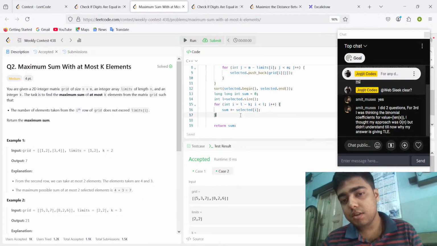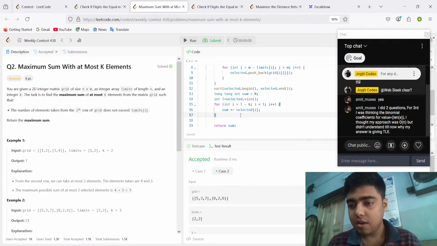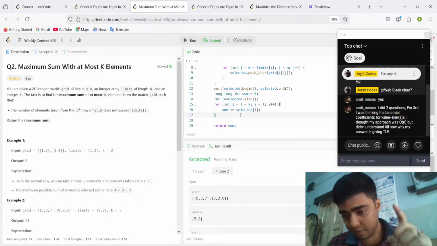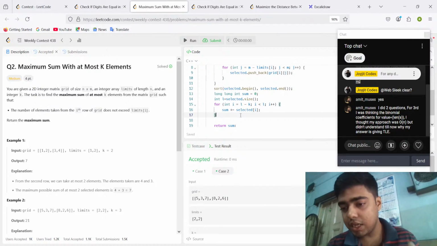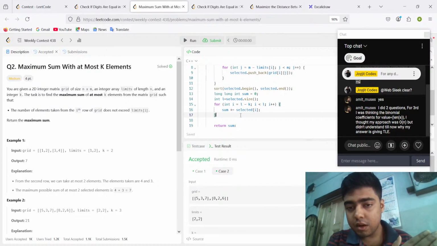That is dividing the problem into two parts. First of all, we have to take from every row the last limit elements, and from the vector that we get after appending all those elements, we have to take the last k elements.